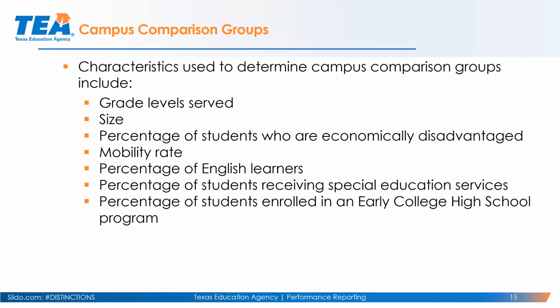The characteristics used to determine campus comparison groups include the grade level served, the size of the campus, the percentage of students who are economically disadvantaged, the mobility rate, the percentage of English learners at that campus, the percentage of students receiving special education services, and the percentage of students enrolled in early college high school programs. Note that the characteristics used to construct the campus comparison groups include those defined in state statute and others that are statistically relevant to performance. Additional information on campus comparison groups can be found in Appendix E of the 2019 Accountability Manual.